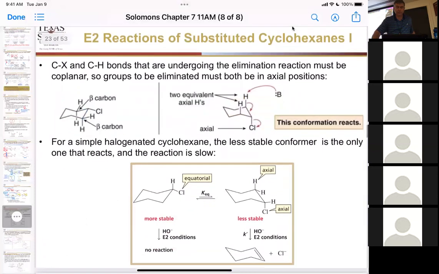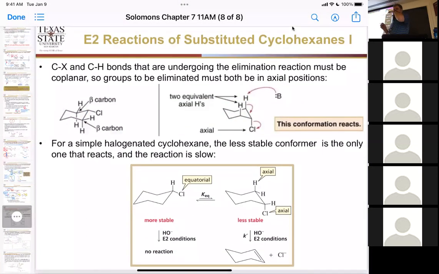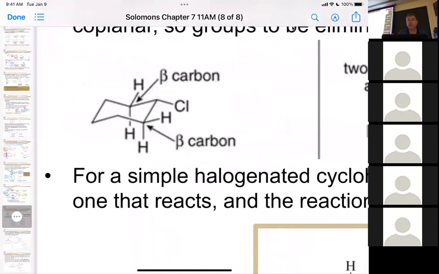All right. So now let's look at cyclohexanes. The reason I like to look at cyclohexanes is it kind of forces you to do exactly what we were doing before, looking at those Newman projections. Because in the case of cyclohexane, you can go from chair to chair, but there's no way for you to do a free rotation. So if we look at this right here, this is a beta hydrogen, and this is a beta hydrogen.